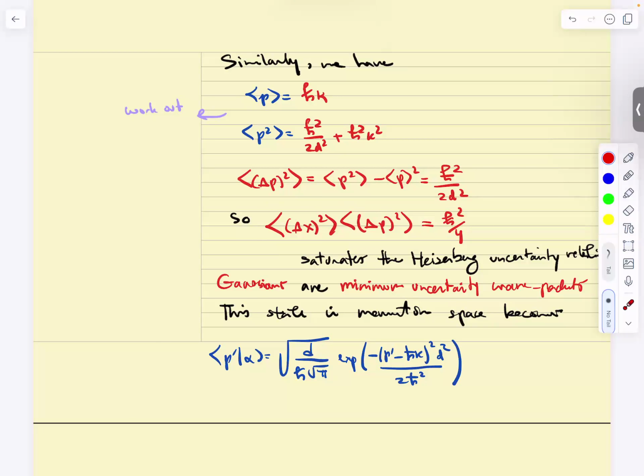Does this satisfy the uncertainty relations? Yes, but it does even better. It saturates it. So Gaussians are the wave functions with minimum uncertainty. You can never do better than Gaussians. That finite resolution of nature I was talking about, if you want to work at that ultimate resolution, you will be working with these Gaussians.